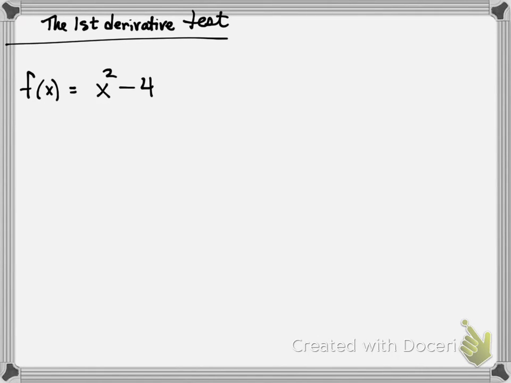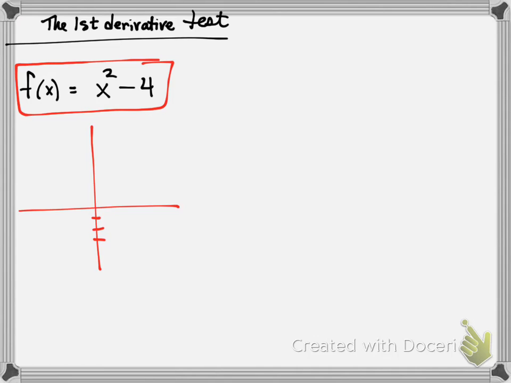This is a video about increasing and decreasing functions and the first derivative test. First thing I'm going to do is take a look at this function by itself and think about it. I know that it's a parabola. I know it goes down 4, has roots at -2 and 2. It looks like this.